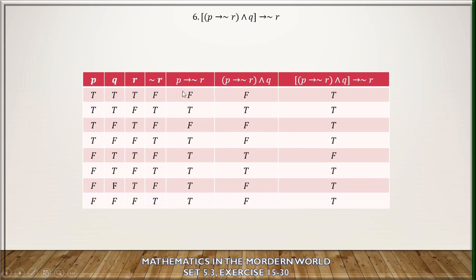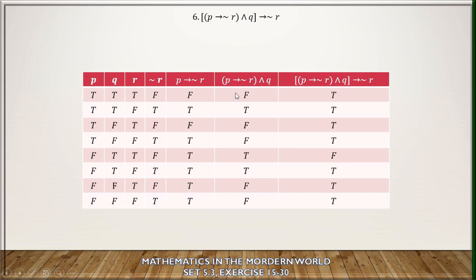For the conditional of P, then not R. So P, then not R: false, true. True, false is false. True, true is true. True, false is false again. True, true is true. False, false is true. False, true is still true. False, false is true. False, true is true.